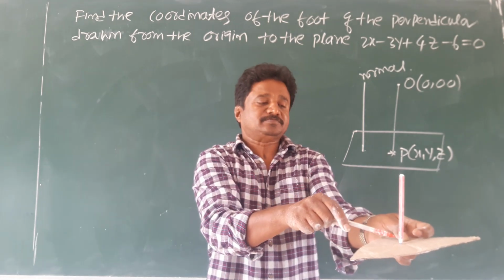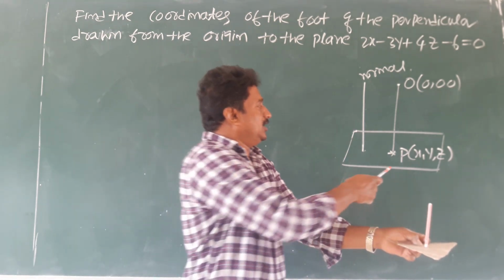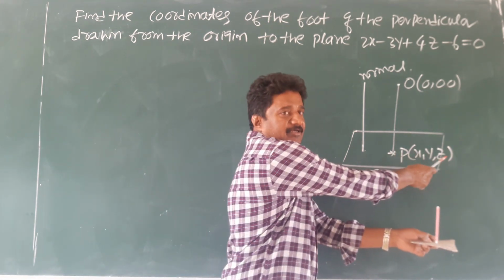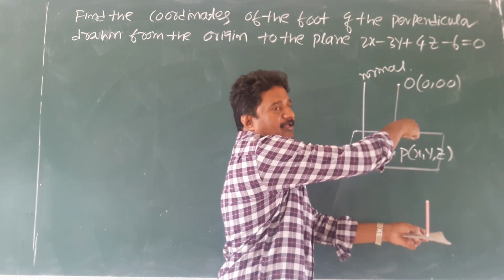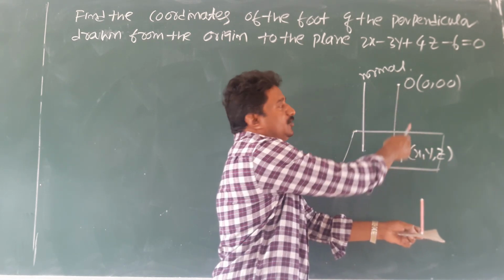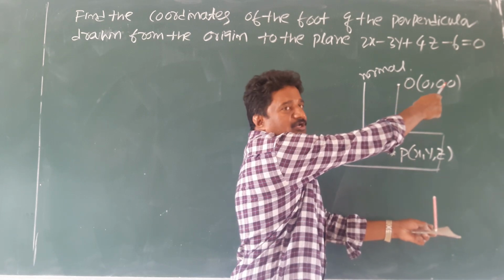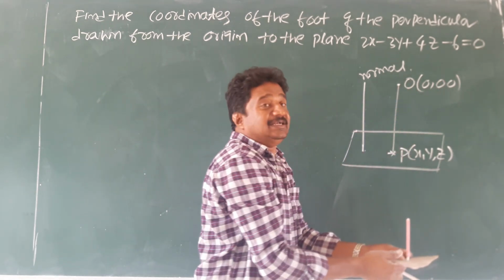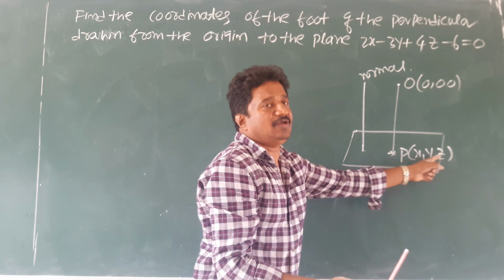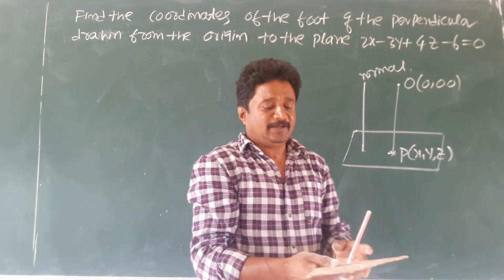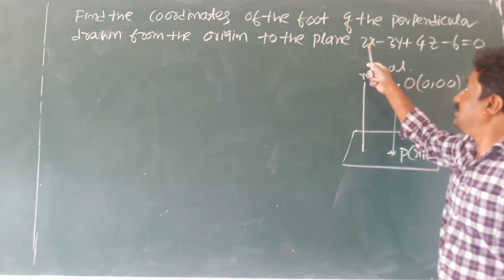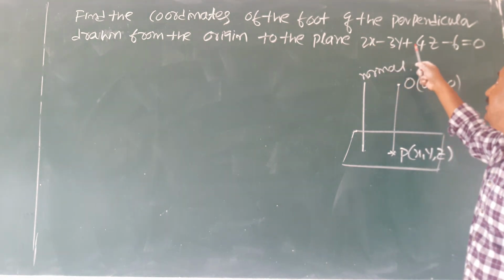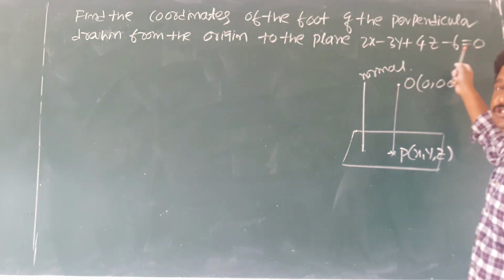So now you take the coordinates of the foot as x, y, z. The perpendicular is drawn from the origin to the plane. Coordinates of the origin are 0, 0, 0. It is required to find the x value, y value, z value. Further, the plane's equation is given: 2x minus 3y plus 4z minus 6 equals 0.